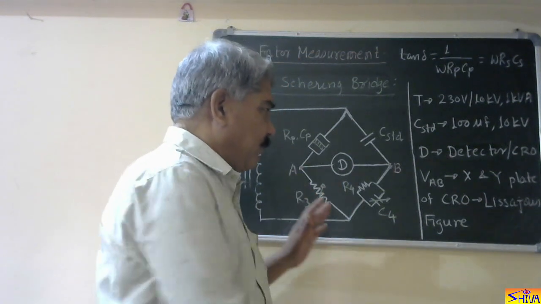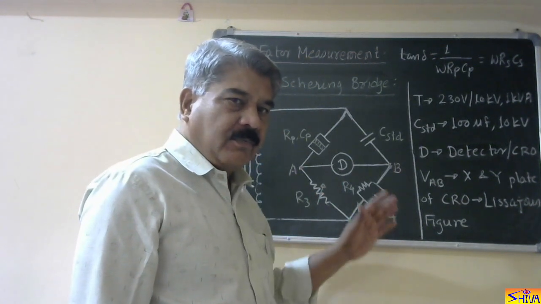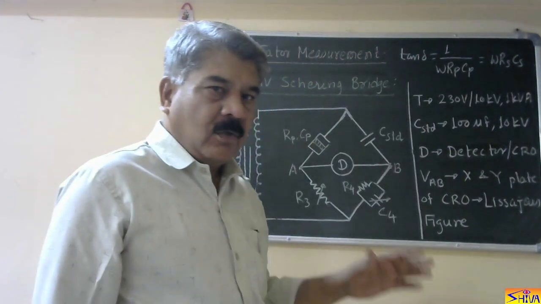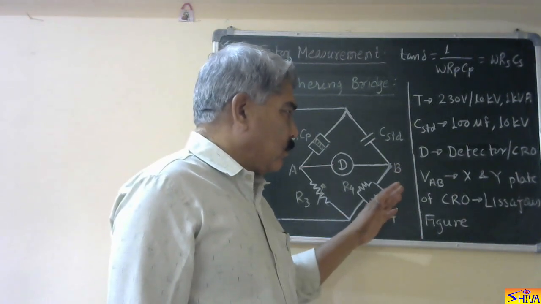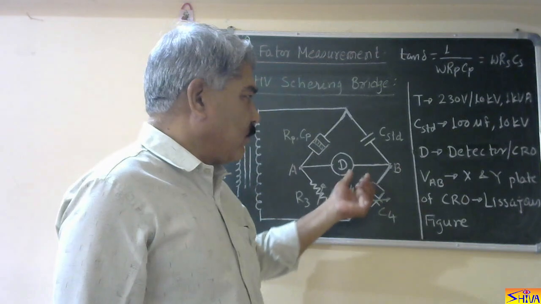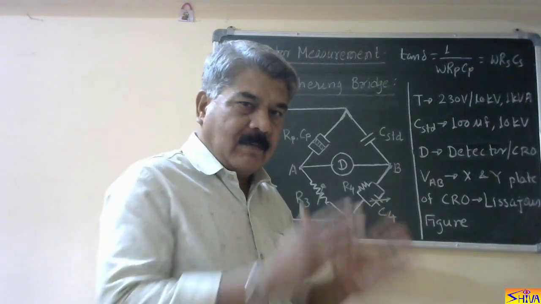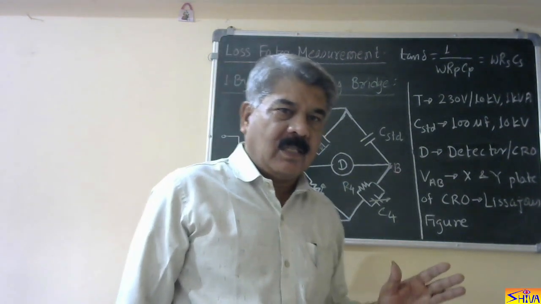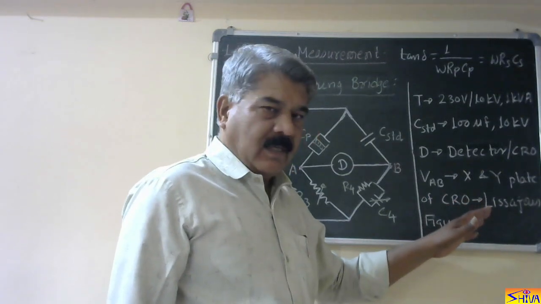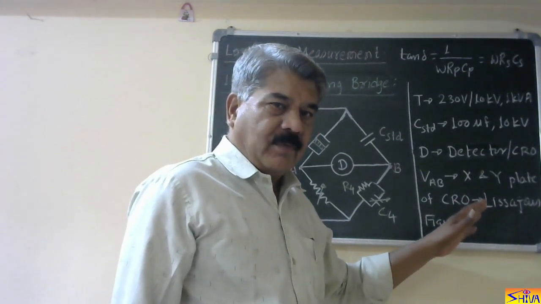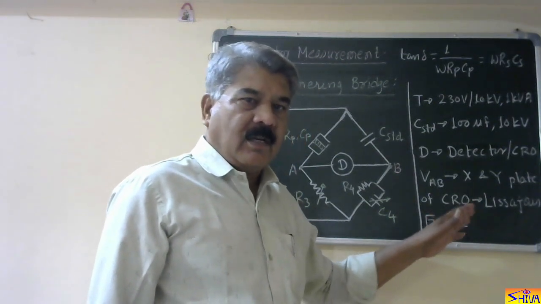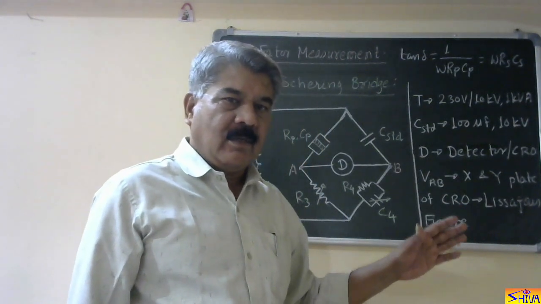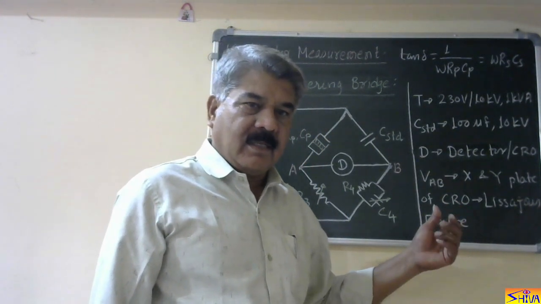So this is the construction. Now let us see how we find tan delta, that is Rp, Cp or Rs, Cs and tan delta. For that purpose we need to balance the Lissajous figure on the CRO. When it is unbalanced, when we just apply the voltage, there are four possibilities for what we get on the screen of the CRO. I will explain those diagrams, the four different Lissajous figures we may get on the screen of the CRO.